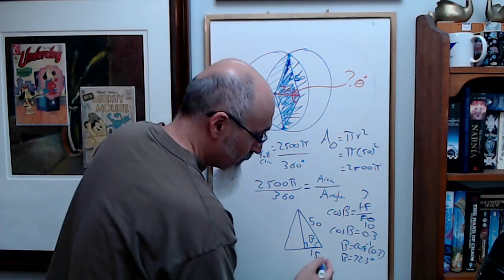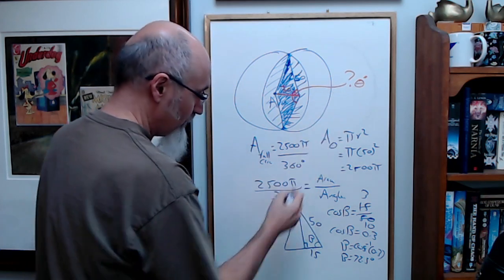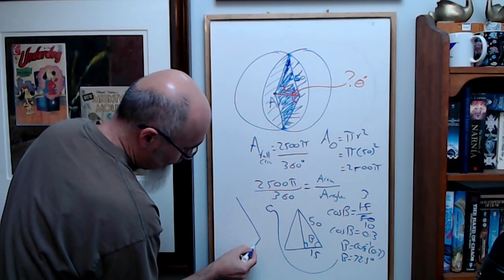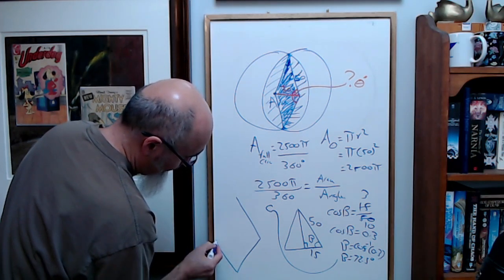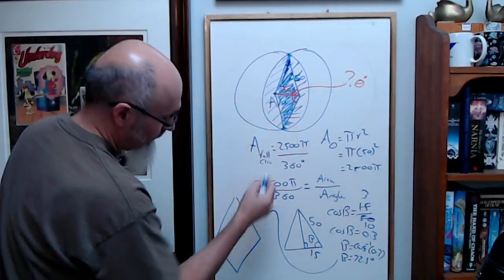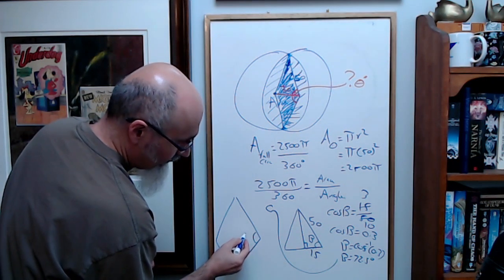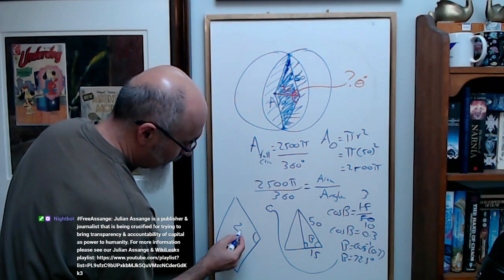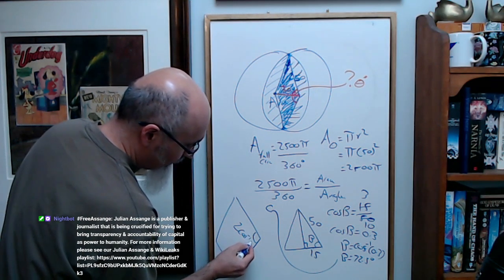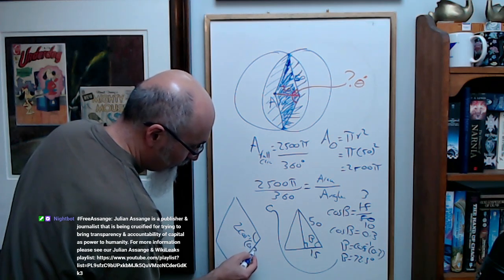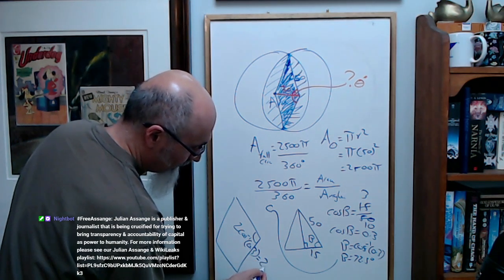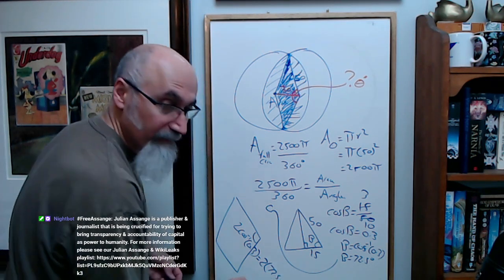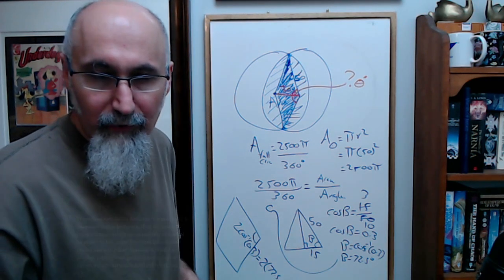Okay. So theta over here, this part is 2, the angle is 2 cos inverse of 0.3, which is going to be approximately 2 times 72.5. What was that number?